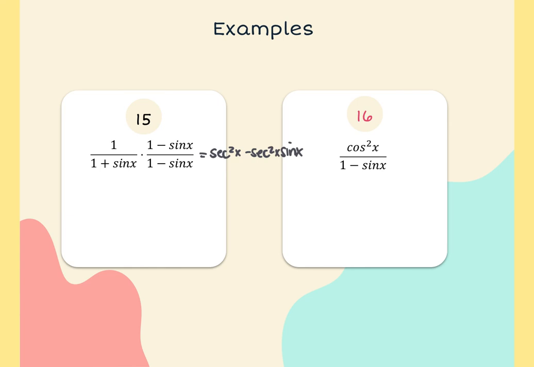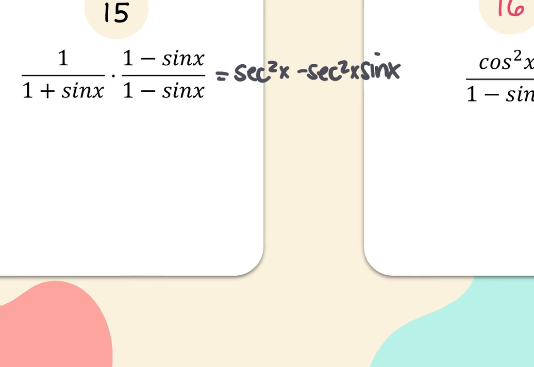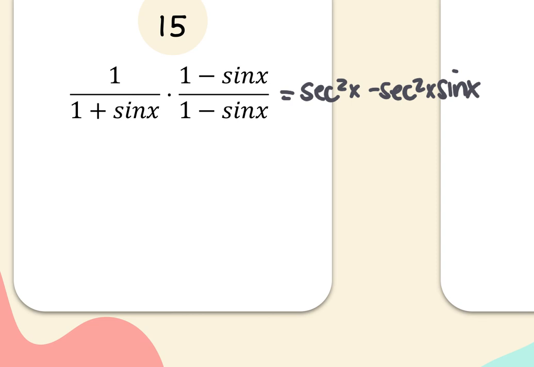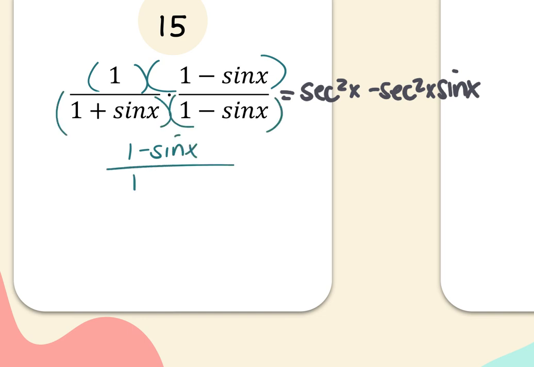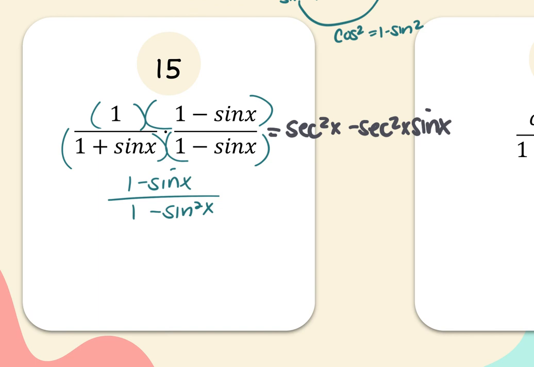So then I would say, okay, I need to work the left side. I need to combine them so that they would be out of the denominators. So I would get rid of them by multiplying it straight out. I would multiply 1 times 1 minus sine x, and I get 1 minus sine x. And then the denominators, you'd multiply, and I'd get 1 minus sine squared x. And then 1 minus sine squared x is cosine squared x, because sine squared x plus cosine squared x equals 1. If I move this over here, I'd get 1 minus sine x over cosine squared x.